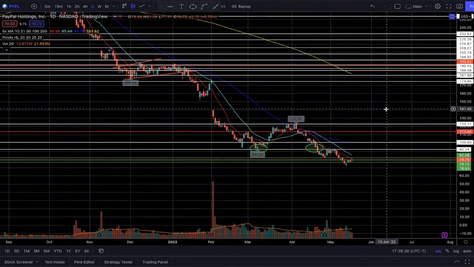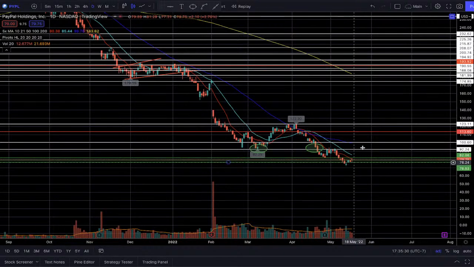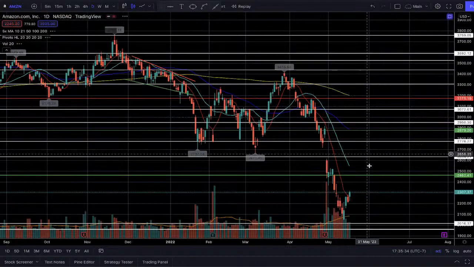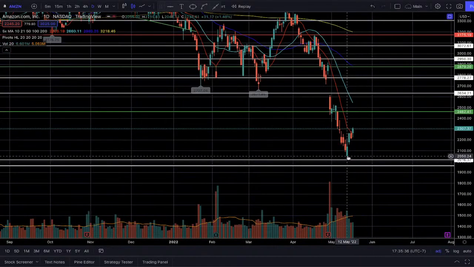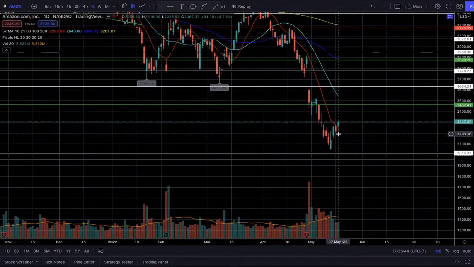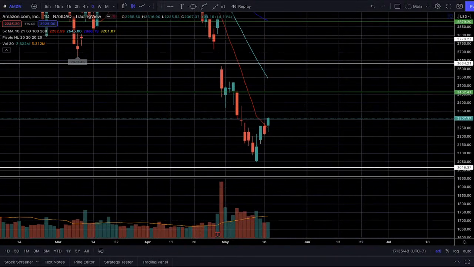I expect to see a nice reversal to the upside, especially in all the big tech names. So Amazon here as well. It's already been bouncing before even hitting that $2,000 whole number level, and it decided to close above the 10 SMA, which is great. So one or two things can happen on Amazon here.